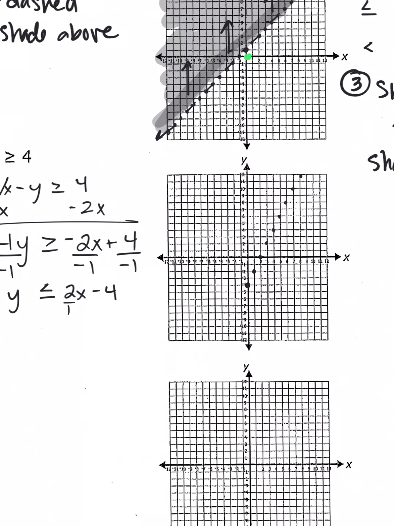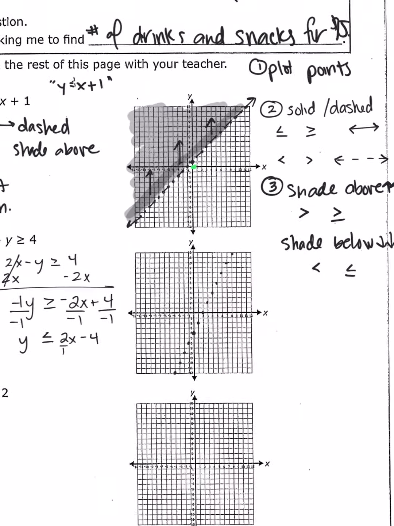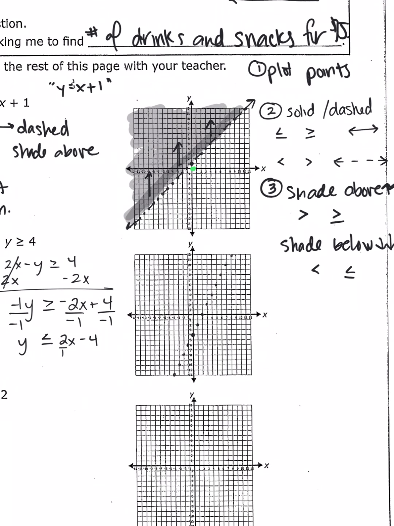Once I run out of space, I go back to my starting point, and now I'm going down 2 and left 1. So that was step 1. We plotted all of our points. Step 2, we have to decide, is this a solid or a dashed line? Well, this says y is less than or equal to, so that's going to be a solid line. And because it says y is less than, we're going to be shading below the line for this one.